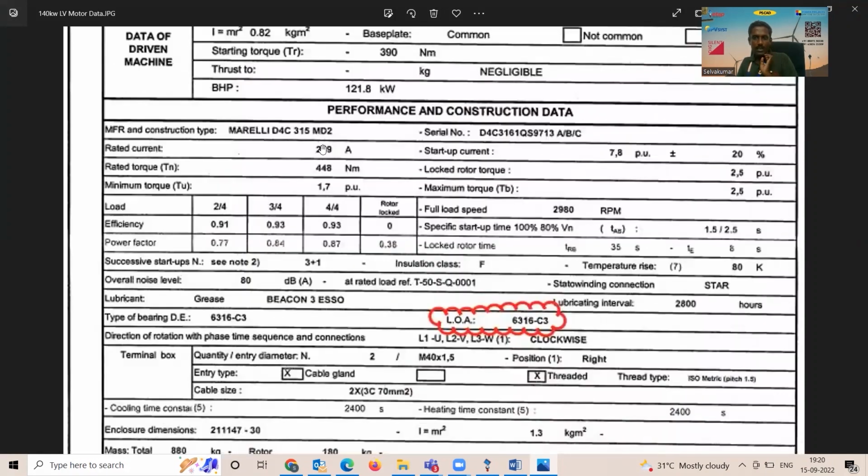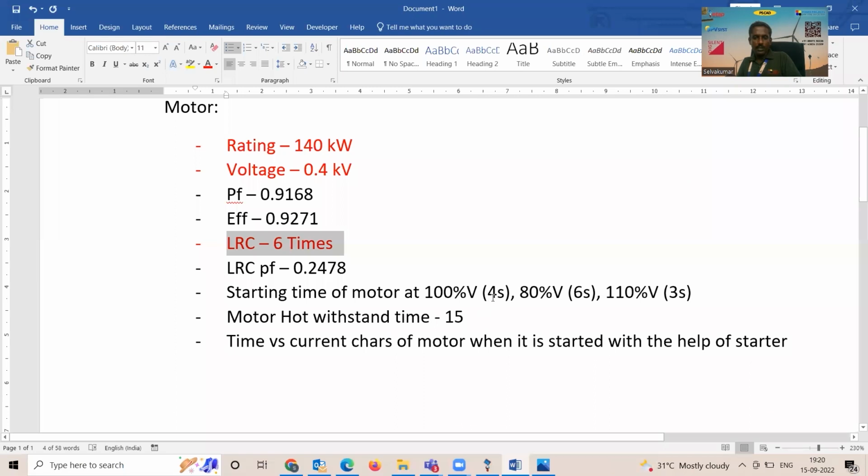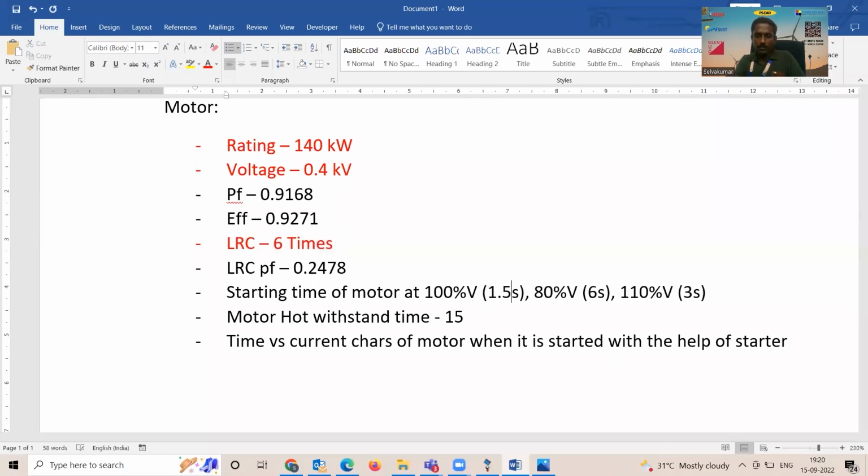We found a 249 amps current, and from there we need to derive power factor and efficiency, which might be difficult. Yeah. The specific startup time data at 100% and 80% voltage is there, 1.5 seconds and 2.5 seconds, which means we can update these numbers.